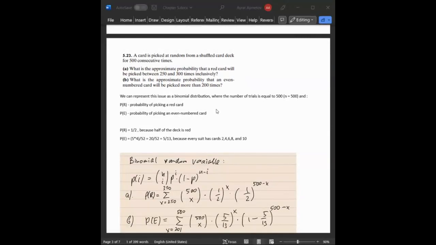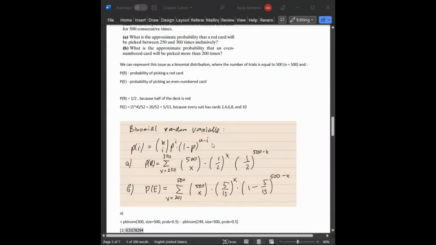Okay, we can present this as a binomial distribution with the number of trials 500 and the probability of picking a red card, which is equal to 0.5 because half of the deck is red. And the probability of picking a card with an even number is equal to 20 over 52, which is 5 over 13, because in 4 suits, there are 5 cards with an even number.